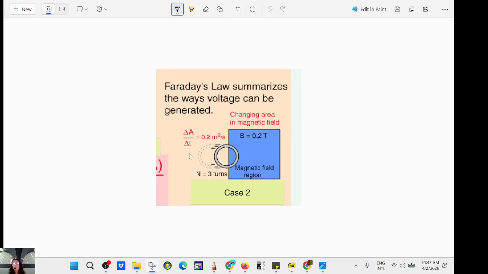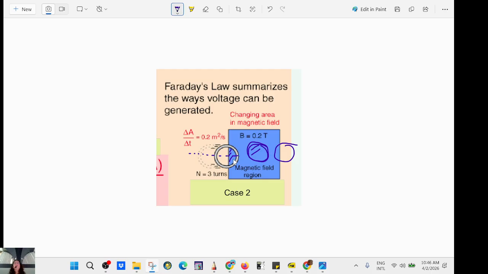So it's moving, right? It's moving here. Once it's there, is there an EMF induced? Is the magnetic field changing? No. Is the area through which the field lines are poking through changing? No. So is there an EMF induced? No. Only when it's getting inside and only when it's leaving.